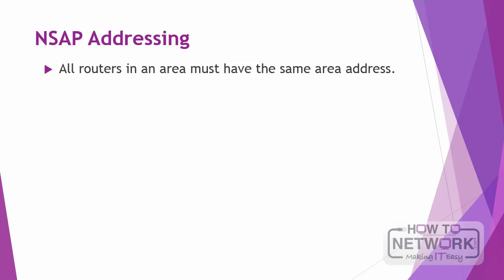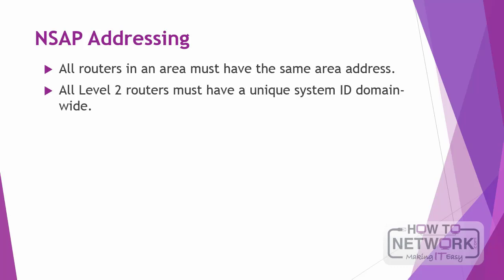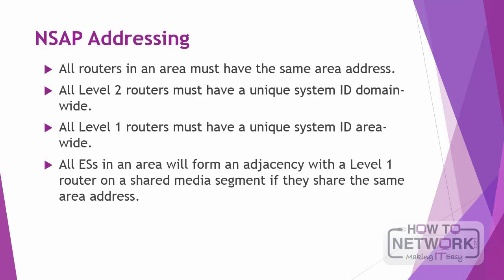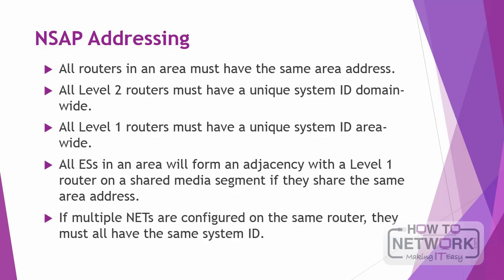All level 2 routers must have a unique system ID domain-wide, and all level 1 routers must have a unique system ID area-wide. All ESs in an area will form an adjacency with a level 1 router on a shared media segment if they share the same area address. If multiple NETs are configured on the same router, they must all have the same system ID.